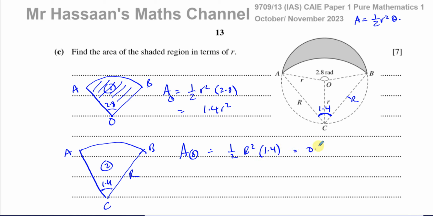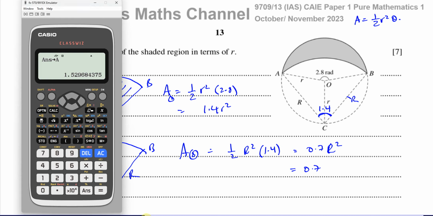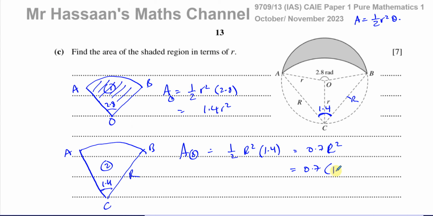So that's 0.7 times capital R squared. And now we know capital R squared already is given by this answer over here. So it's 1.5296 times small r squared. So times 1.5296 times small r, all squared. The whole thing squared. So let me square this.